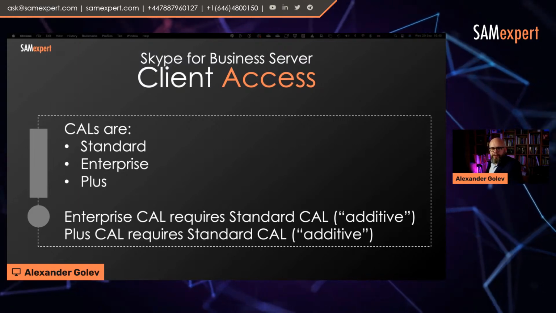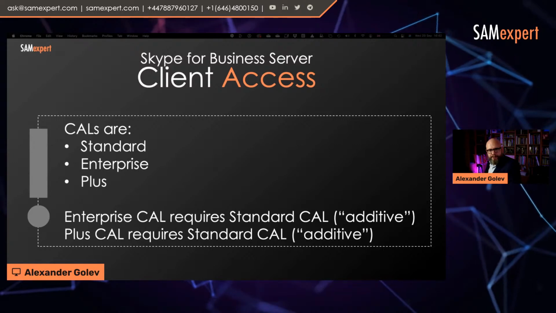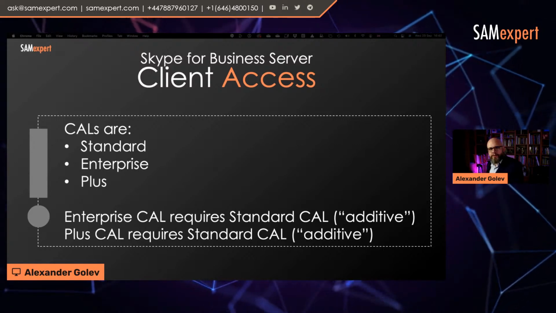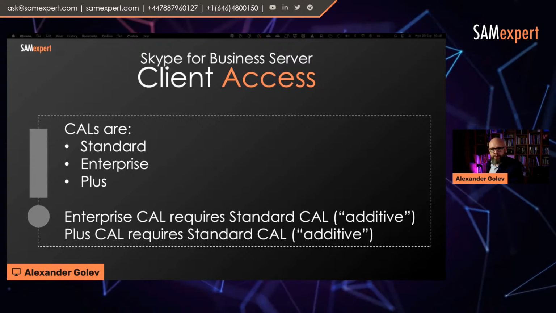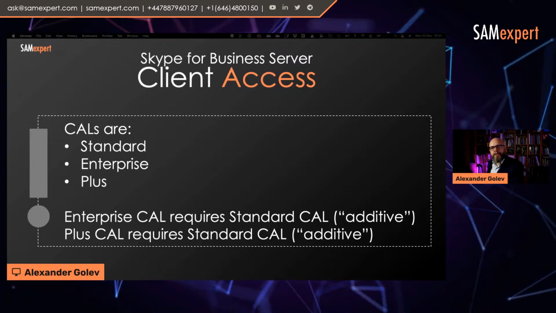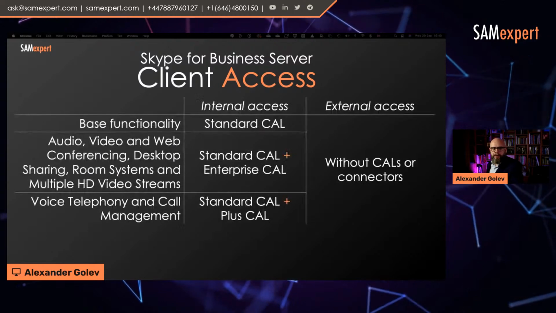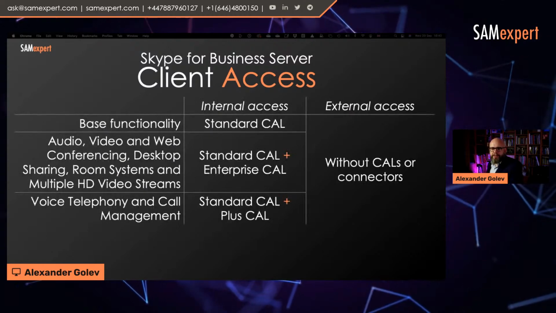Client access. So CALs here are 3 CALs. Standard is base, and either Enterprise or Plus are additive. So if you need Plus functionality, you need Plus plus Standard. If you need Enterprise functionality, actually I have a slide for that, then you need Enterprise plus Standard.